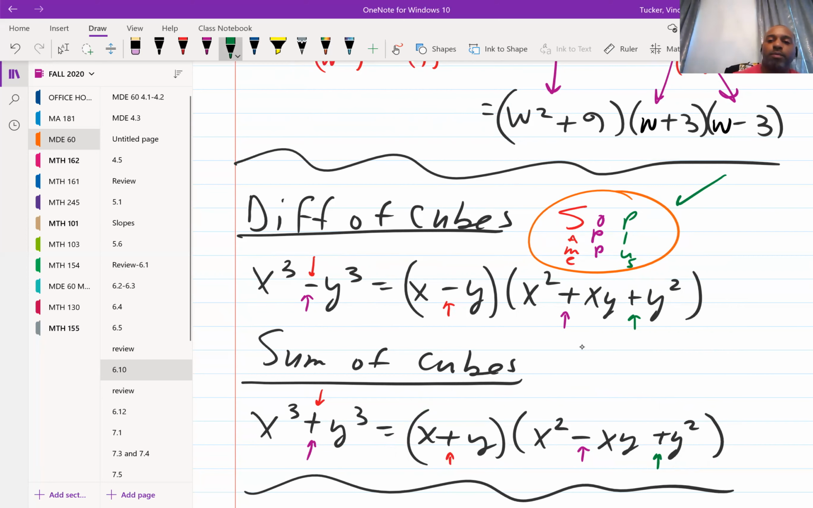One way to remember it is SOP: same, opposite, plus. In other words, the first sign is going to be the same as what you had initially, the second is going to be opposite, and this back sign will always be plus. You're comparing it to your first sign. So comparing it to our first sign, this is the same, this is opposite, and this is plus.